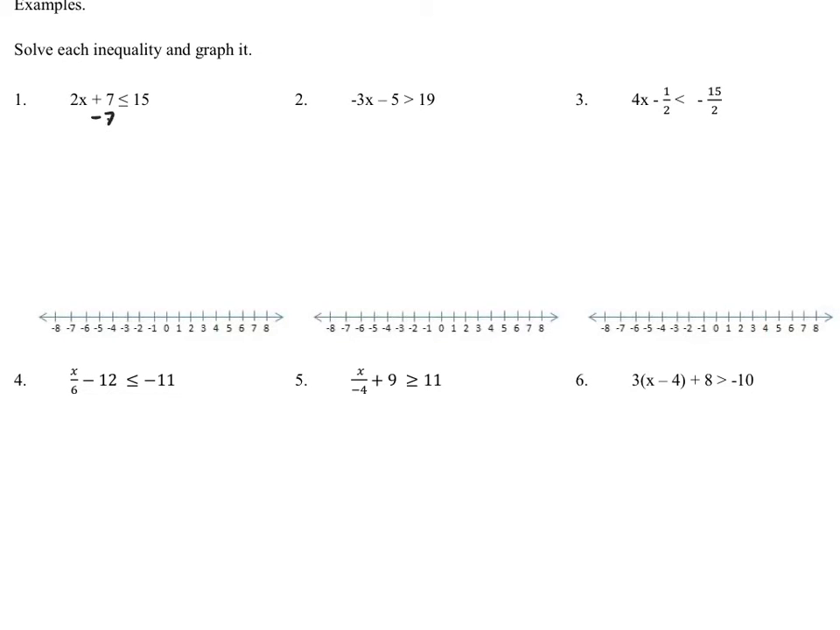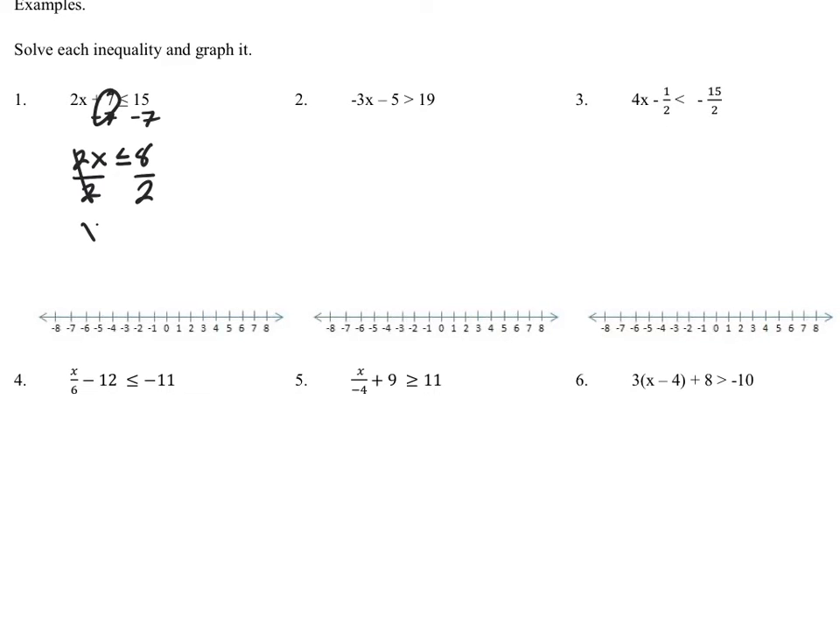Well, you'd subtract the 7 from both sides. 7 minus 7 is just 0. You're left with 2x is less than or equal to... Remember, we're subtracting here, not multiplying or dividing, so we don't have to worry about flipping the sign. So this is less than or equal to 8. We would divide by 2. And that's a positive 2, so again, we don't have to worry about flipping the sign.